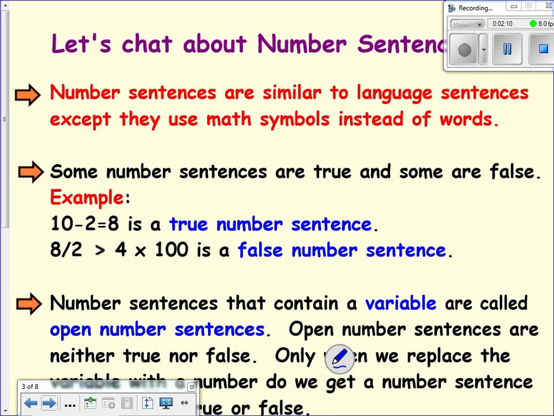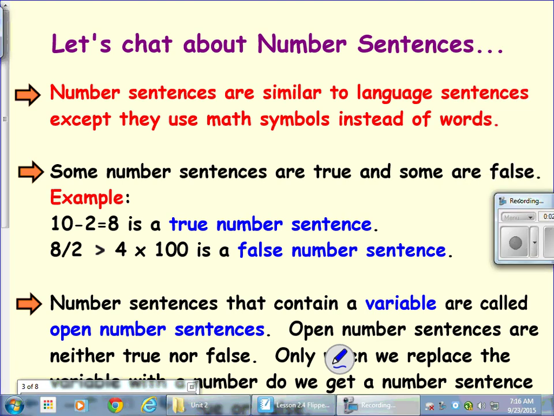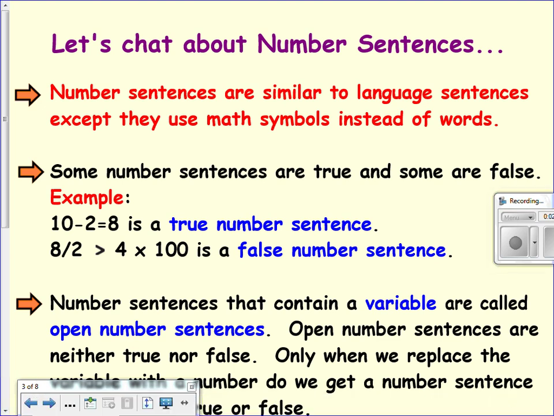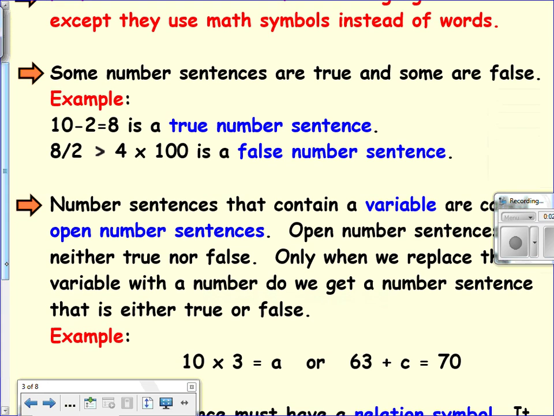All right, I want you to read along with this, pause if I'm going too quickly. But today we're working with number sentences. There's some things you need to remember and some things you need to keep track of here. Number sentences are similar to language sentences, except they use math symbols instead of words. Some number sentences are true and some are false.